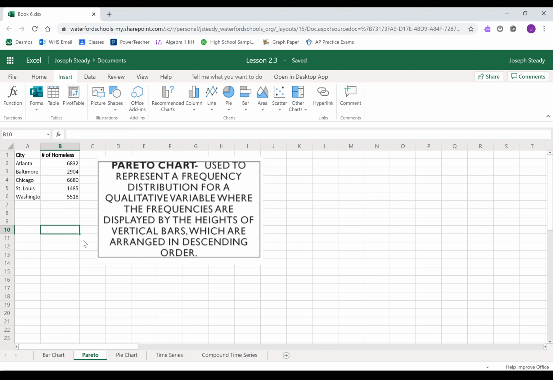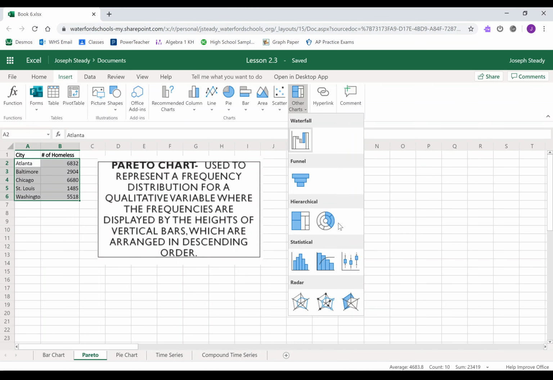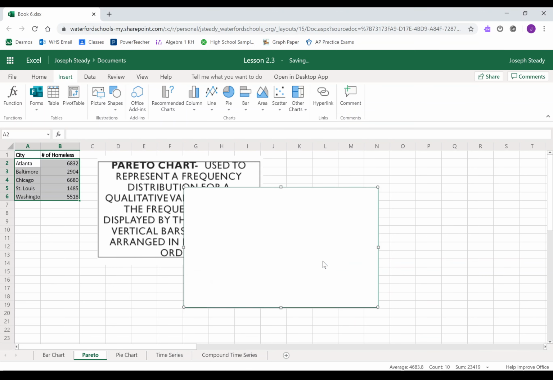The next graph we're going to look at is called the Pareto chart, which is going to look pretty similar to a bar graph, except that the data is arranged in order from highest to lowest, so it's in descending order. Now, to make it, we do pretty much the same thing as we did before, and we highlight our data, go to, in this case, the Pareto chart is under Other Charts, and it's right next to the histogram that we used before, so select Pareto chart.